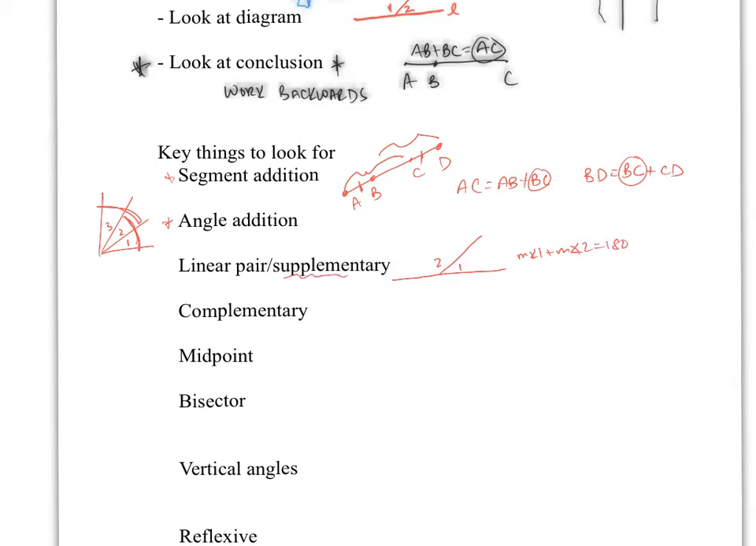So always look for this word supplementary, just like you're going to look for this word complementary. If somewhere in the given you're told something is complementary, well, you automatically know it's going to add up to be 90 degrees. So if you're given complementary, try to add up the angles to make them 90.